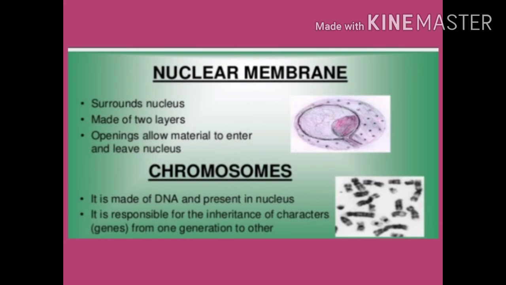Inside the nucleus, some fine thread-like structures are suspended in the nucleoplasm. These are called chromatin fibers. In the dividing nucleus, these chromatin fibers form chromosomes. Now these chromosomes carry genes, and you will wonder what genes are. Genes are responsible for passing genetic characteristics from the parents to the offspring.